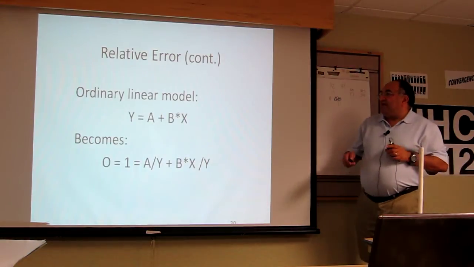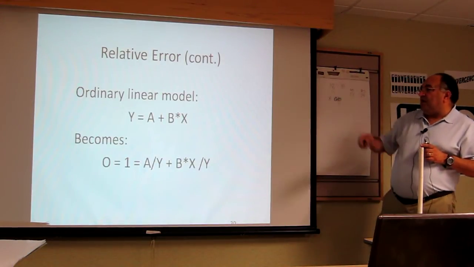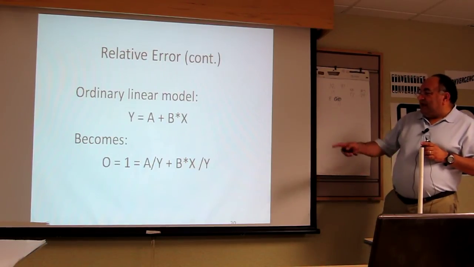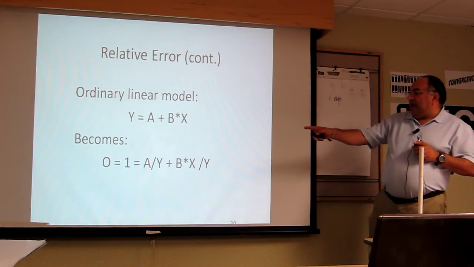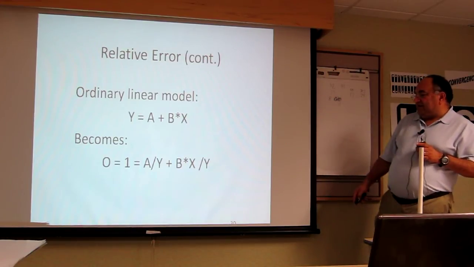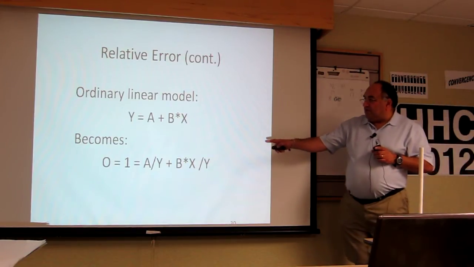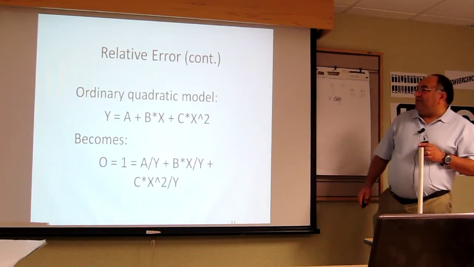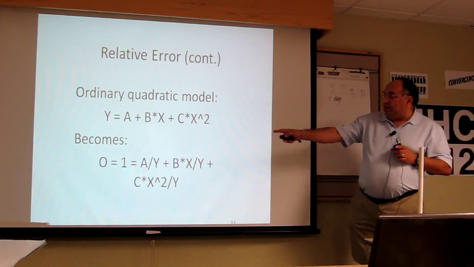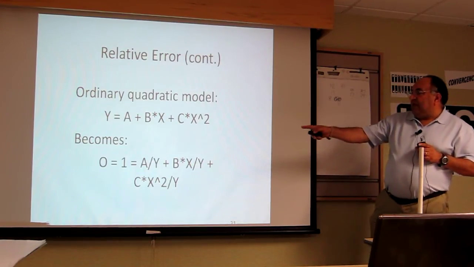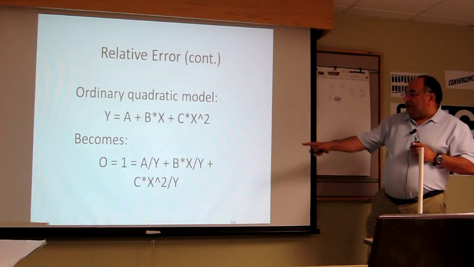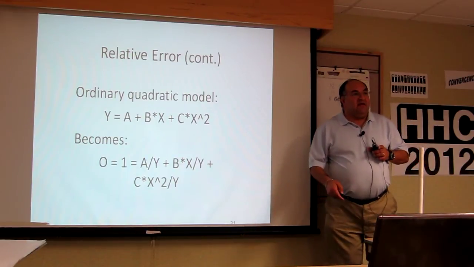So let's look at what we've done so far. For example, we have an ordinary linear model, y equal a plus b times x. That becomes O equals 1, and then we're taking the right-hand side, dividing it by the left-hand side. So that's the linear model for relative error. If we have a quadratic model, again, we end up with O equal value of 1 for every element, and then we've taken the right-hand side divided by the left-hand side, and treating y again as an independent variable.